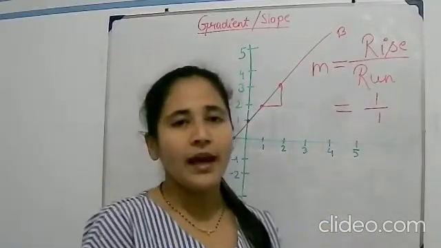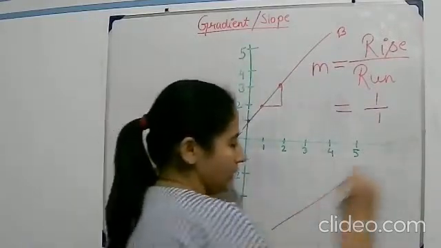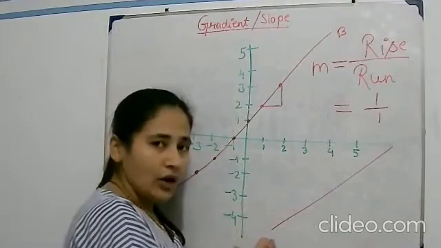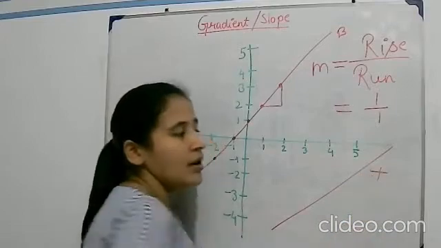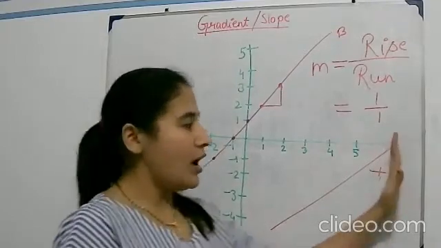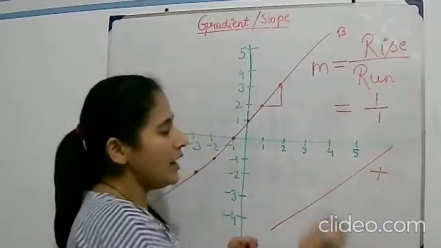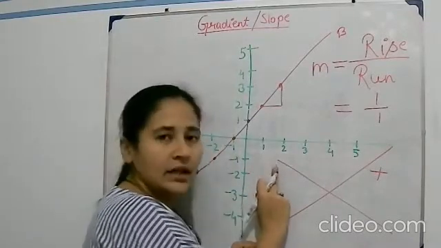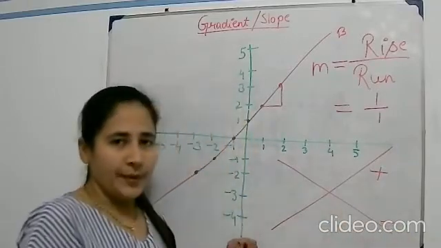One more thing, slope can be positive slope or negative slope. When a line goes like this, from the left side to the right side, from downward to upward, it is positive slope. If any line is going from downward left side to upward right side, that means the line will have positive slope. If any line is going from the left side upward to the right side downward, the line will have negative slope.